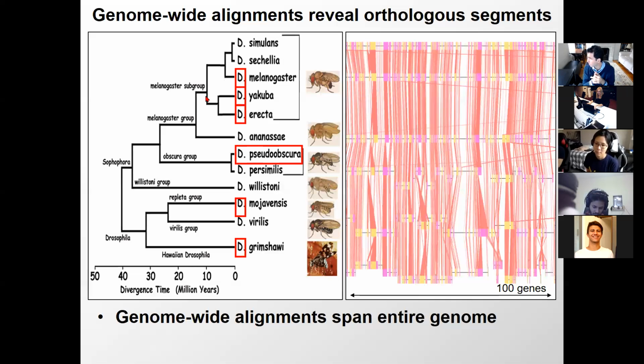post-zygotic segregation event where, for example, there may have been a rearrangement in one of the chromosomes of the ancestor of Ananasi that basically makes their chromosomes no longer line up. So even though the flies might be attracted to each other and have offspring, that offspring might not be viable because they can't line up their chromosomes properly.